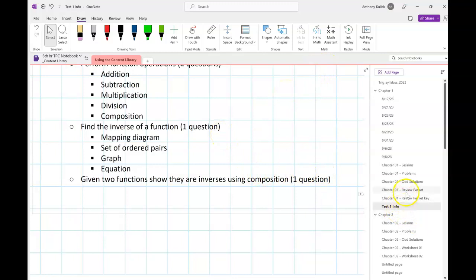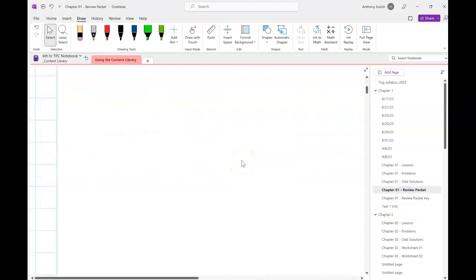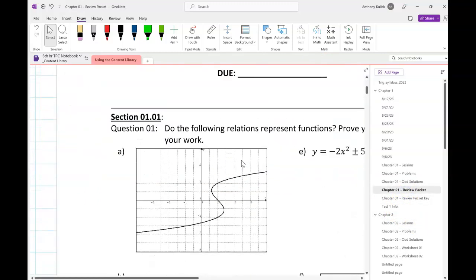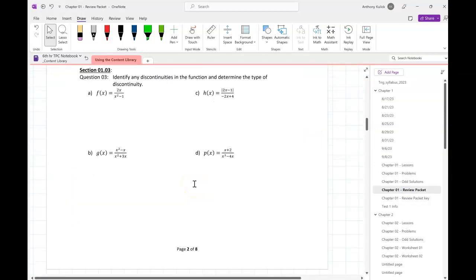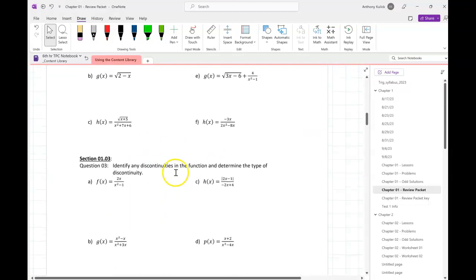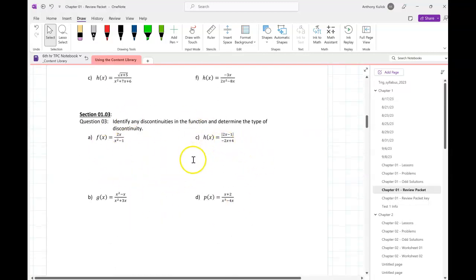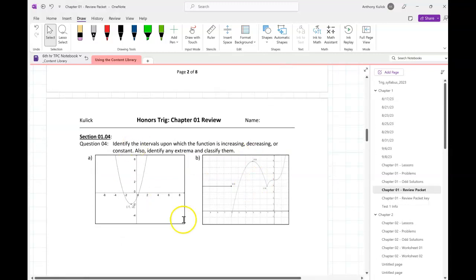So to help you, I have a review packet I made. So again, function or not, domains, identifying discontinuities, intervals increasing, decreasing, constant.